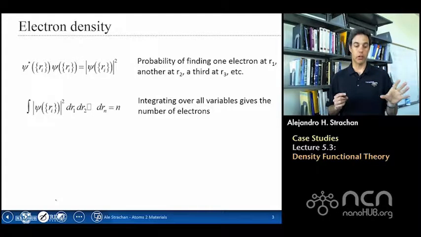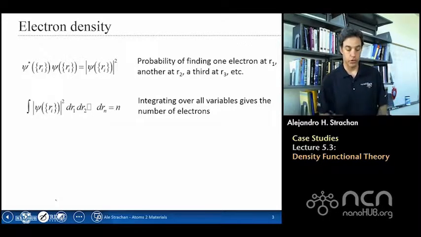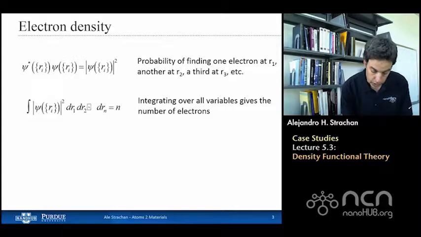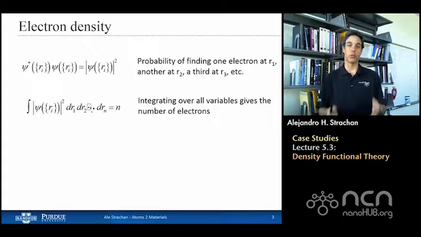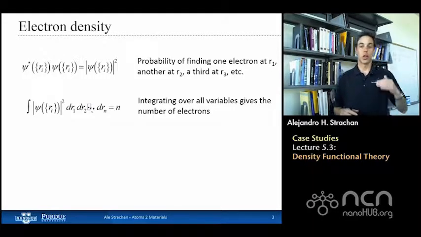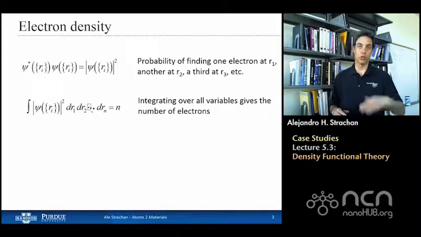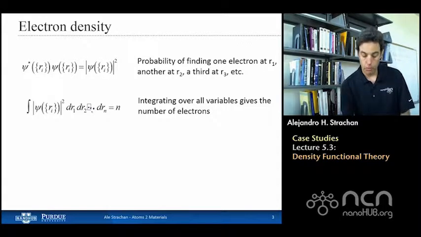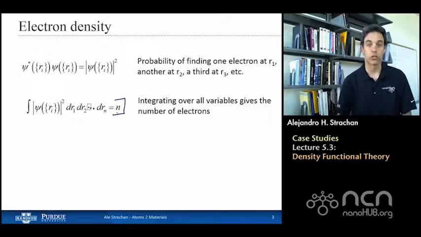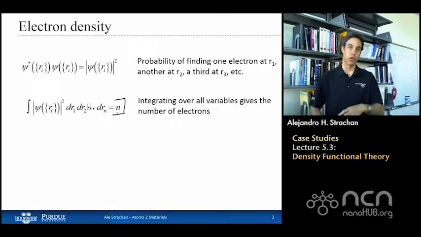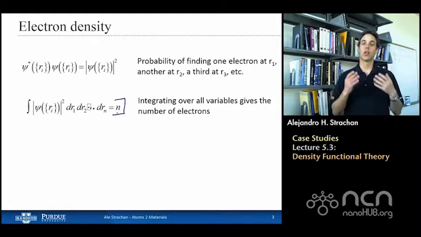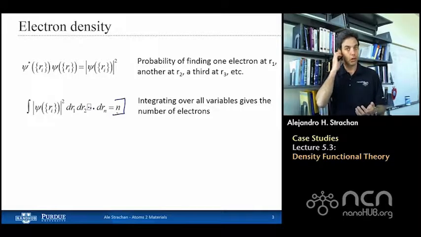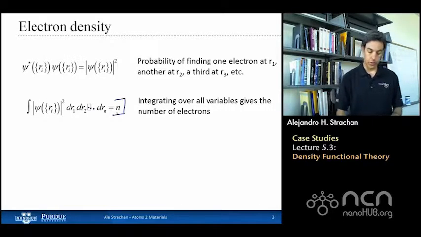If I integrate over all electronic degrees of freedom, if I take the wave function squared and integrate over R1, R2, R3, all the way to Rn, what I end up with is the number of electrons. So the wave function squared integrated over all of space is going to give me the number of electrons that I have.